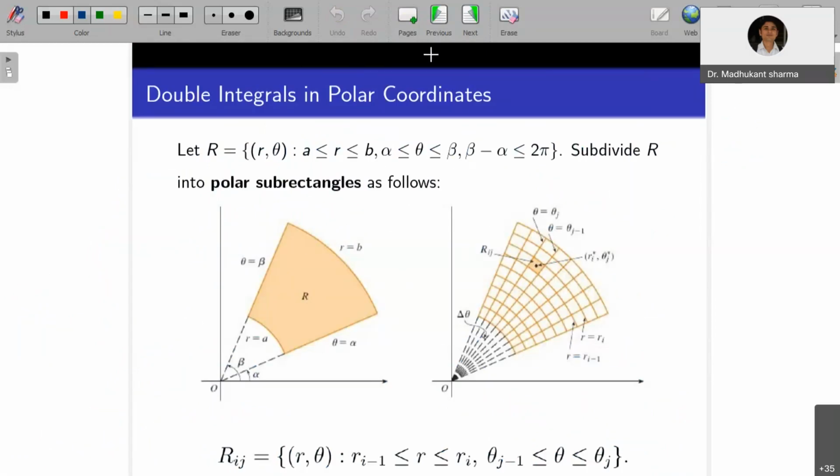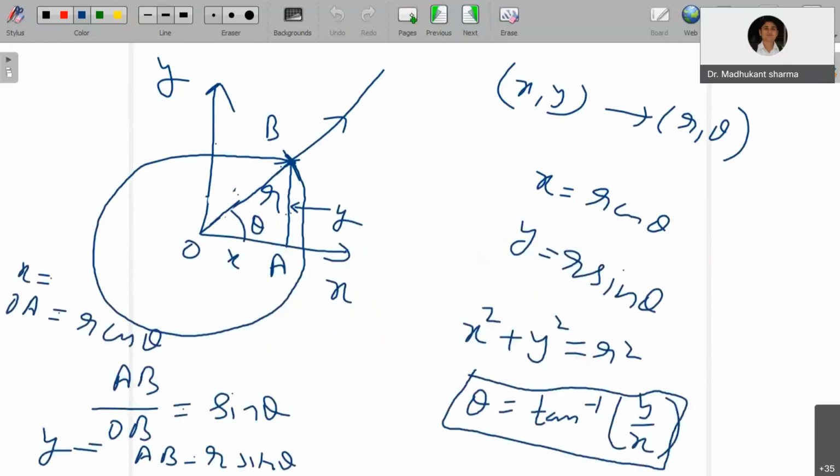Have you done polar coordinates during the single variable cases? Can anyone answer? I think we have done it. Yes, sir, some part, some questions. I think some tracing maybe. So how do you define the polar rectangle? That's the first question now.